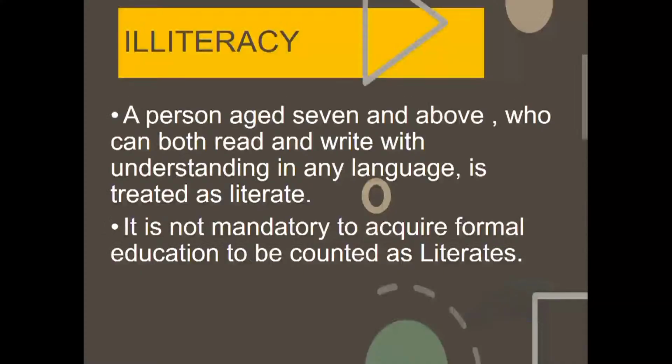Let us discuss the literacy situation in India and how illiteracy is a social issue. Let us understand who is a literate person. A person aged 7 and above who can both read and write with understanding in any language is treated as literate as per the census of India. It is not mandatory to acquire formal education to be counted as literate.